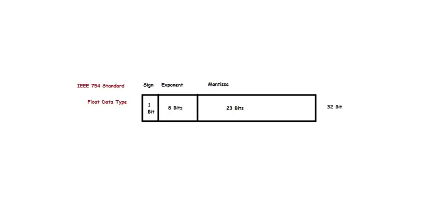So float is a 32-bit number which is stored in this fashion. There is sign in the MSB followed by the exponent and then the mantissa. So 1 bit for sign, 0 for positive and 1 for negative, followed by 8 bits for exponent and 23 bits for mantissa. I'll explain step by step how the number is stored, okay? Don't worry if you don't get anything so far.